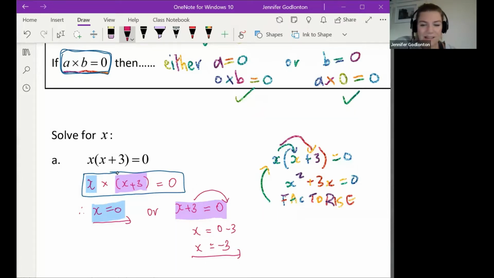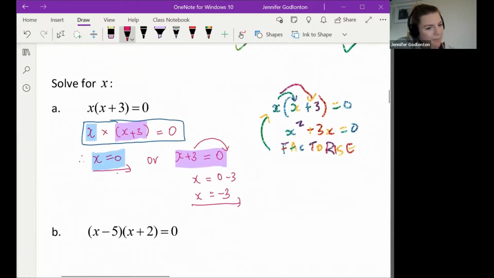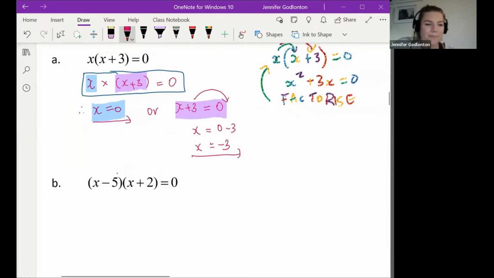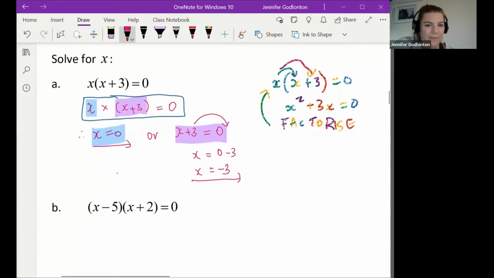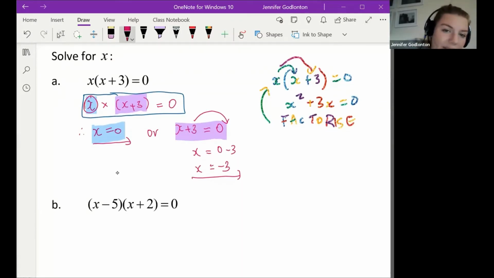Okay, let's try, oh, sorry, yes, Alvarez? Oh, that's this x over here. So that x is just equal to 0. There's nothing else I can do with it. There's no number or anything I can move. So I can't say it's equal to something else. It is just equal to 0.